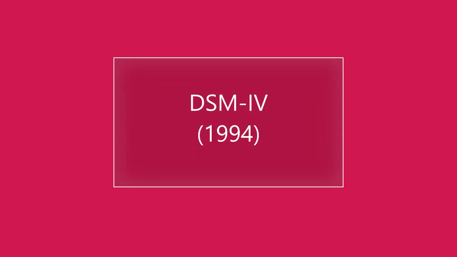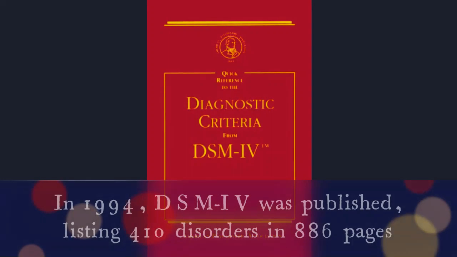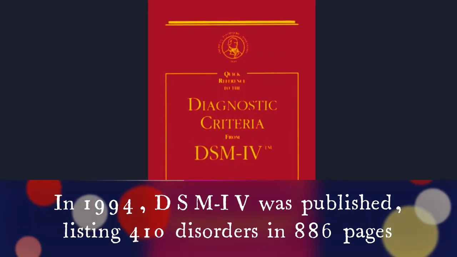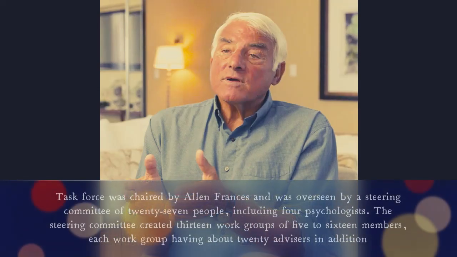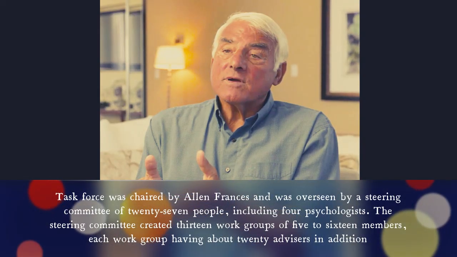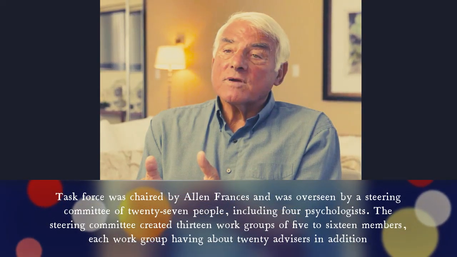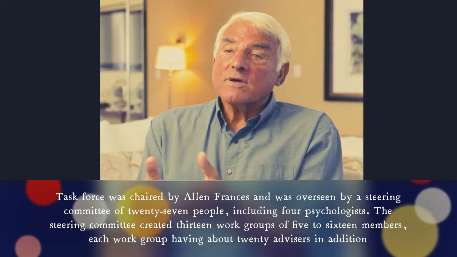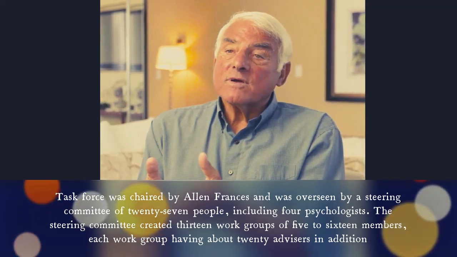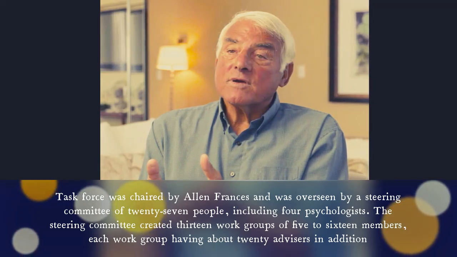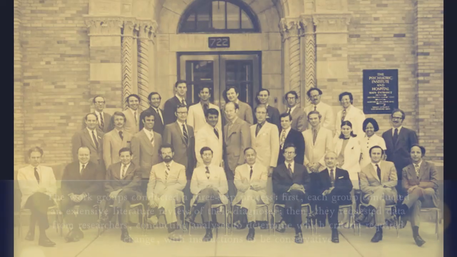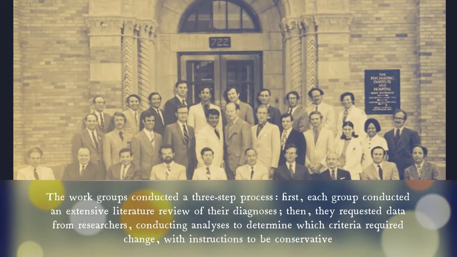Then came the DSM-IV. In 1994, the DSM-IV was published, listing 410 disorders in 886 pages. The task force was chaired by Allen Frances and was overseen by a steering committee of 27 people, including 4 psychologists. The steering committee created 13 work groups of 5 to 16 members, each work group having about 20 advisors in addition. The work groups conducted a 3-step process.